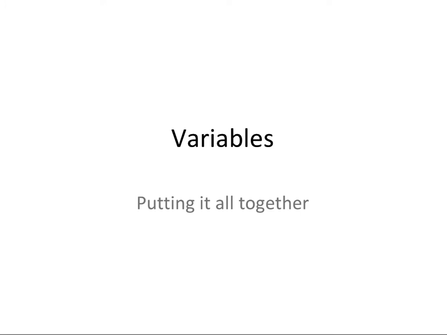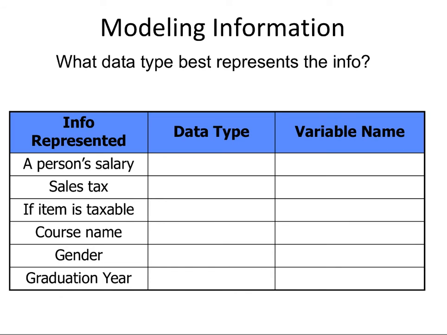So let's put this all together. Take a moment and think about representing the information in the leftmost column: a person's salary, sales tax, if the item is taxable, the course name, gender, and the graduation year. What data type do you think would be represented? And then try to give it a name. Try and see if you can think of a reasonable variable name for it. I'll give you a minute to do that before we discuss.